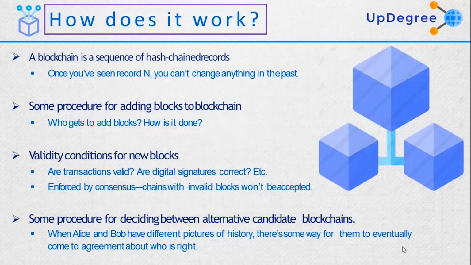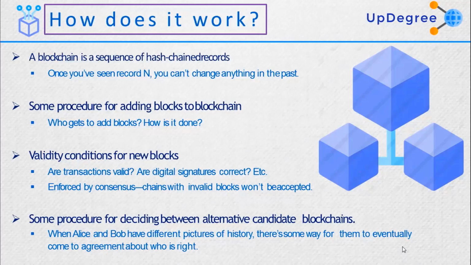So what is the procedure for adding blocks to a blockchain? We have seen the example of Bitcoin, how blocks get added, and how it is characterized by the size of the block and how fast the mining happens. So that is how it is done. That's the second question we need to ask.